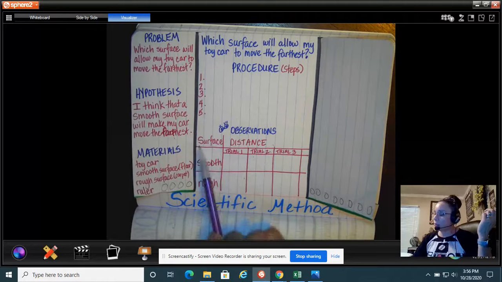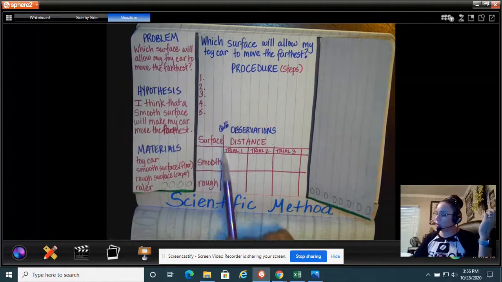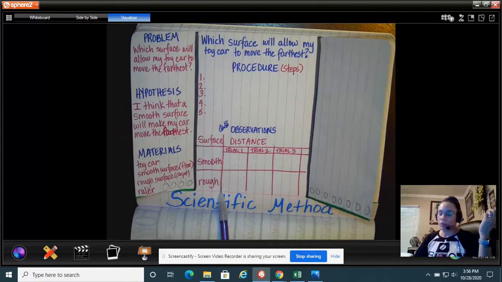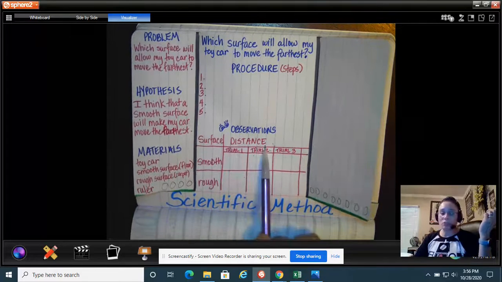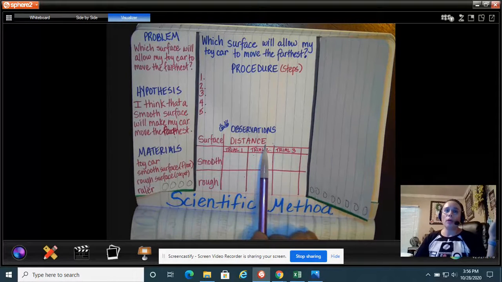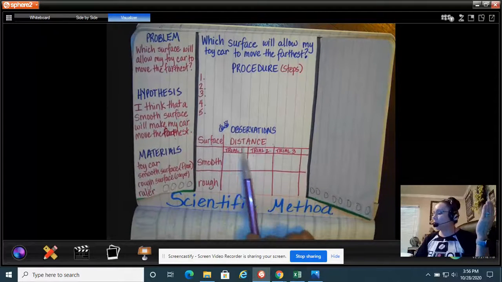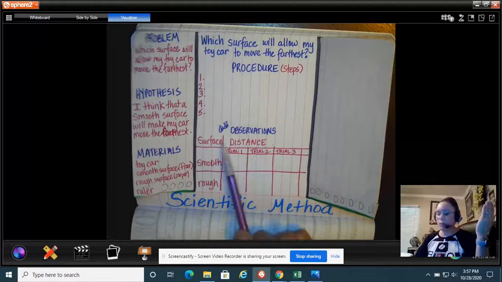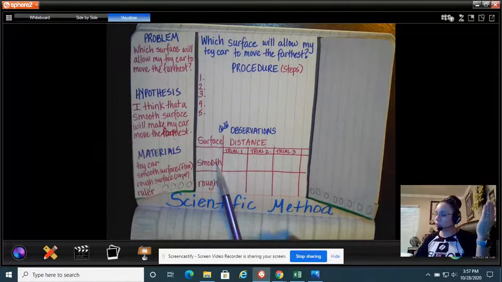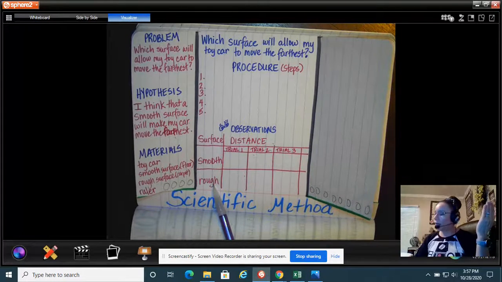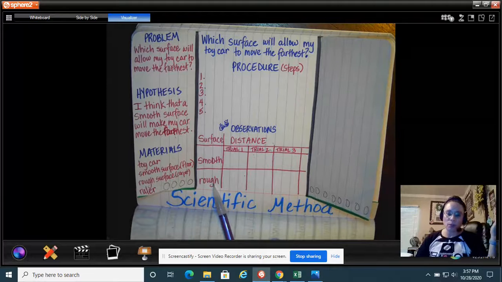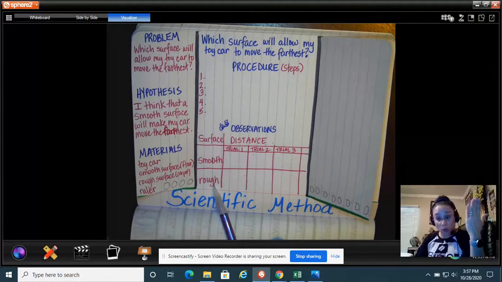So all I did is I wrote the word surface and then I drew a line going down. And then I wrote distance because you're going to have to record how far your car goes. Okay. So I wrote distance. And how many surfaces? I only have two, smooth and rough. Okay. How many times am I going to do this experiment? 3 times or more. Okay.